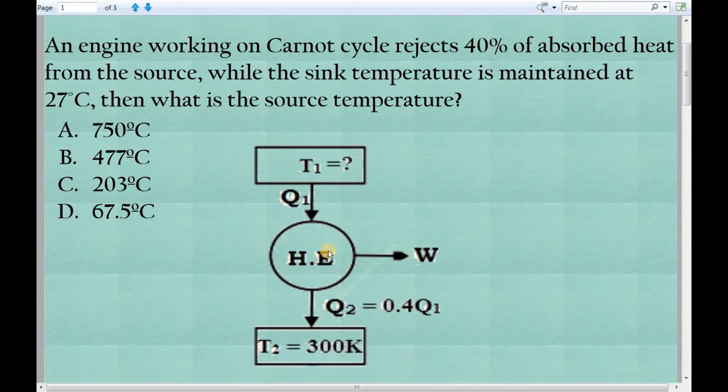Now I will analyze the question. There is a heat engine which works on the principle of Carnot cycle. The heat engine receives heat from the source. For producing work output, 60% of absorbed heat is being utilized and the remaining 40% of absorbed heat is being rejected to the sink. The temperature of the sink is 27 degrees Celsius. So in this question, we have to find the value of source temperature, which is taken as T1.